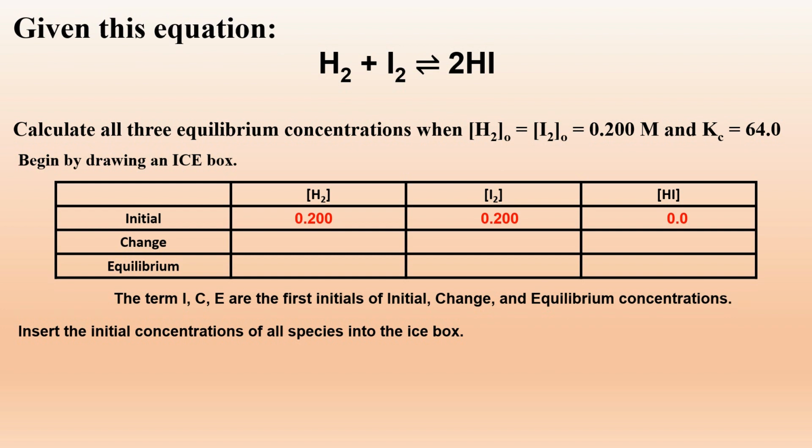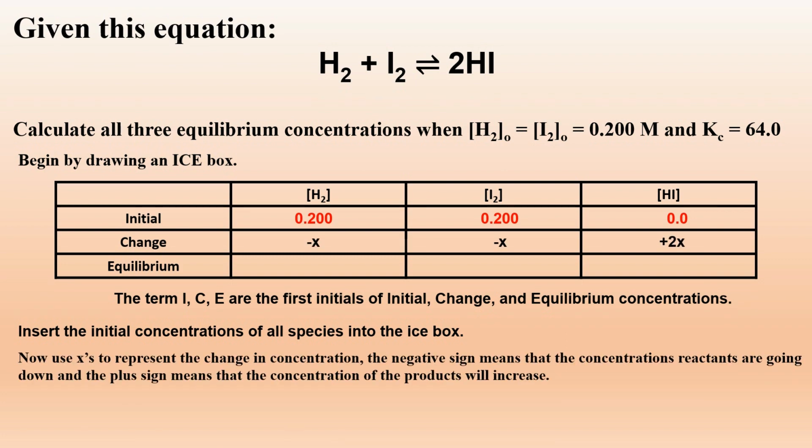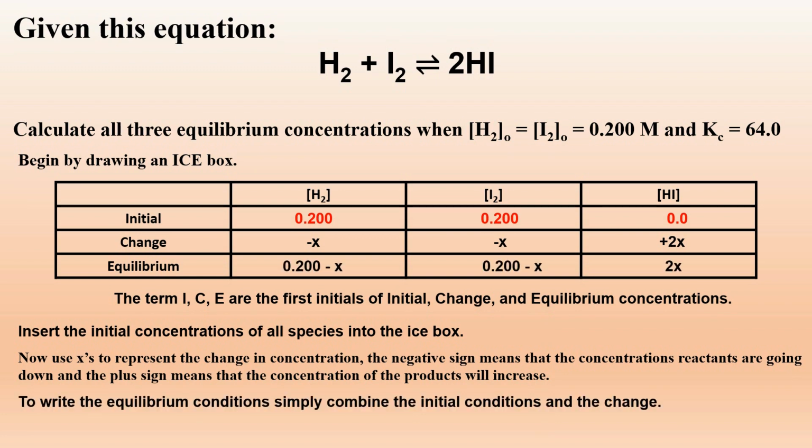Now we insert the initial concentrations of all species into the icebox, where the initial concentration of both H2 and I2 are 0.200 molar, and the initial concentration of HI is 0.0 molar. Now use X's to represent the change in concentration. The negative sign means that the concentration of the reactants are going down. The plus sign means that the concentration of the products will increase. To write the equilibrium conditions, simply combine the initial concentrations and the change.